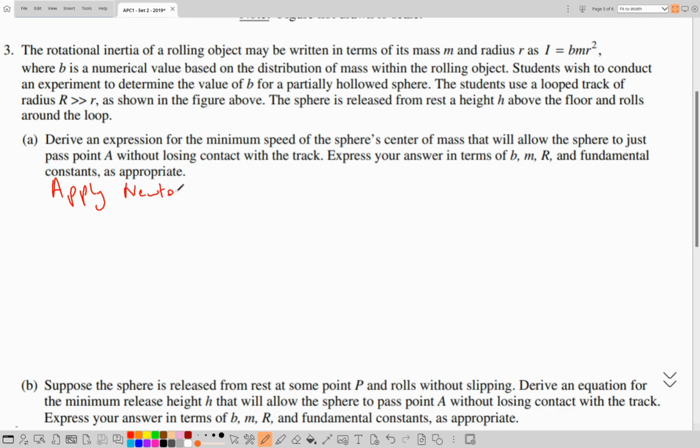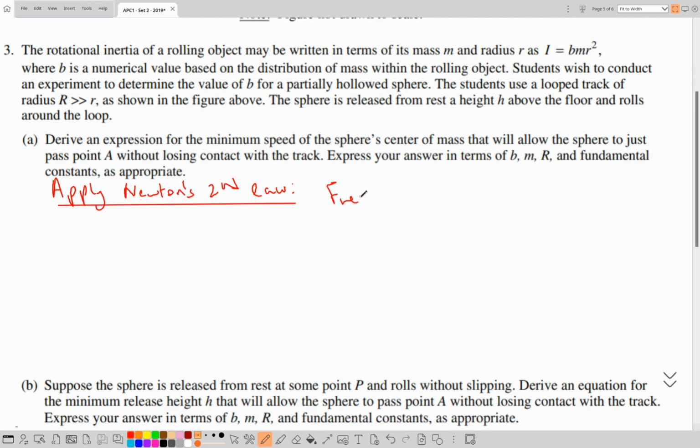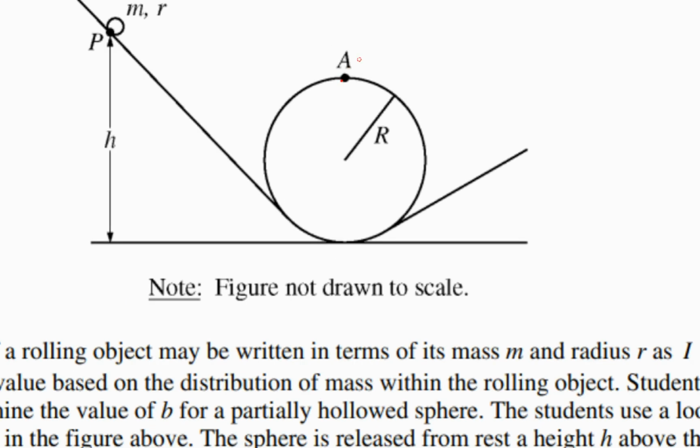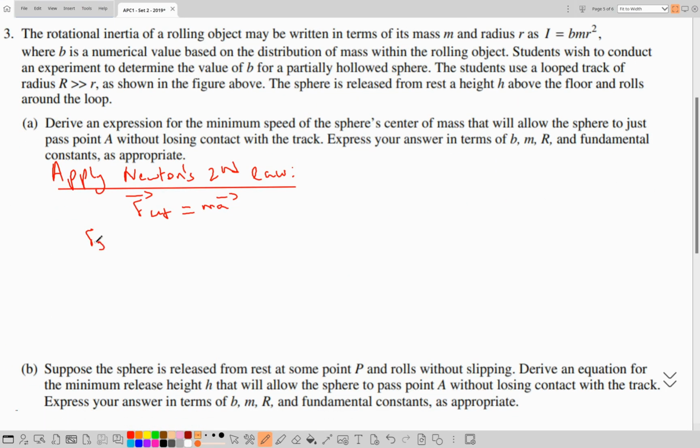Newton's second law, and that would be given by the net force is equal to MA. Now here, what are the different forces that are acting at the point A? We have the pull of gravity down, the normal push is down. Then that would be the pull of gravity plus the normal push is equal to MA.